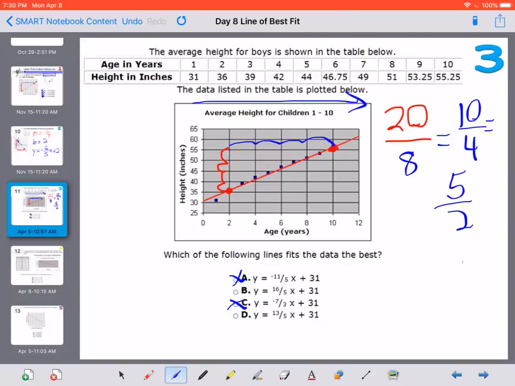So we need to figure out which one is closest to 5 over 2. Well, what I see that's closest is 13 over 5 because 16 is a little bit farther than 13. Now these aren't going to be perfect because we don't know exactly where these points are crossing. But I'm going to say that D is my answer here because it's the closest to 5 over 2 or 10 over 4 or 20 over 8.